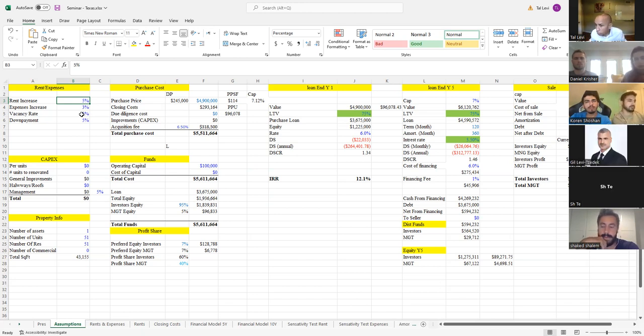I have a question. Sure. If someone rents an apartment for 5 years, so each year you increase it 5%?